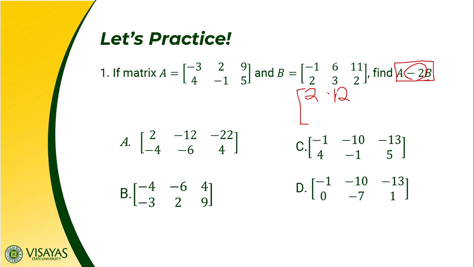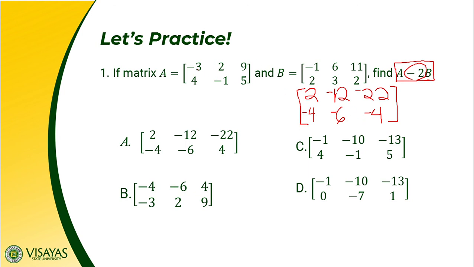So negative 2 multiplied by 11 is negative 22. We have negative 2 multiplied by 2 is negative 4. And negative 2 times 3 is negative 6. We also have negative 2 times 2 is negative 4. Okay, so next, since we already have the result of multiplying the scalar negative 2 to the elements, we add this one to matrix A.